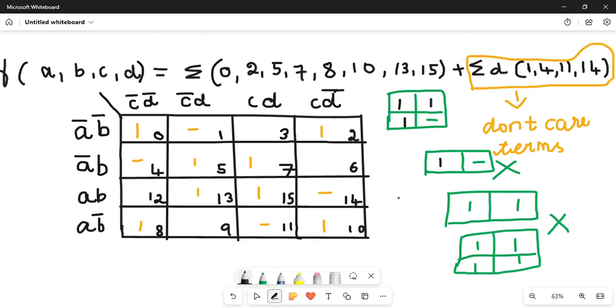Okay, yeah. So now here, if you can find out the groups, what is the first group? So this is the first group, right? So here is one group.